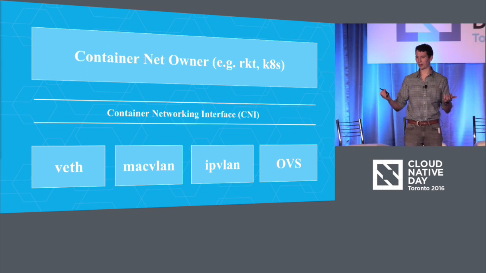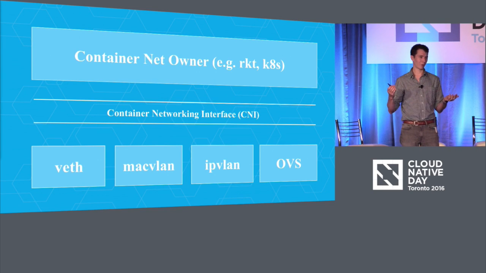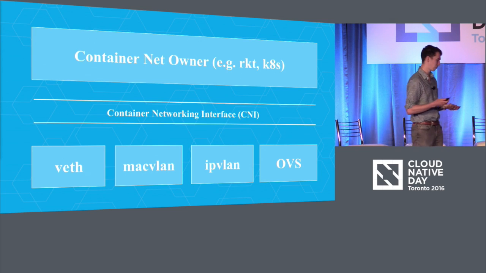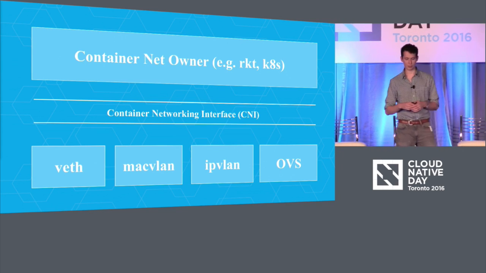And again, the architecture is pretty straightforward. There's a container networking owner, like Kubernetes. It implements CNI, and then the user, whoever's setting up the system, maybe the network vendor, configures the plugins, and that's pretty much the end of the story. It's a straightforward technology based on really straightforward Linux interfaces.